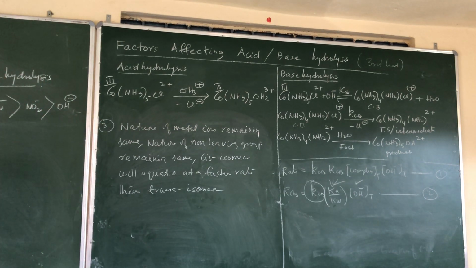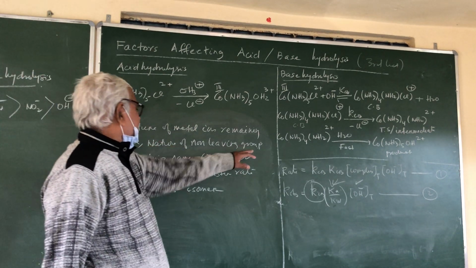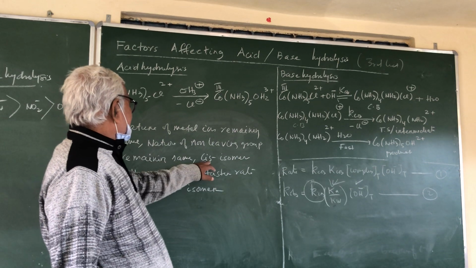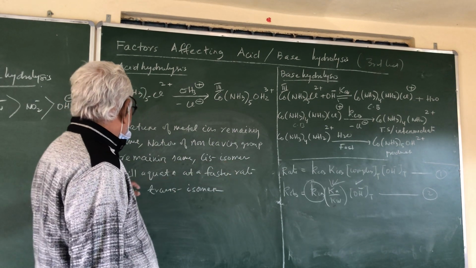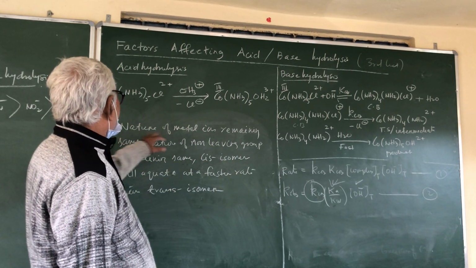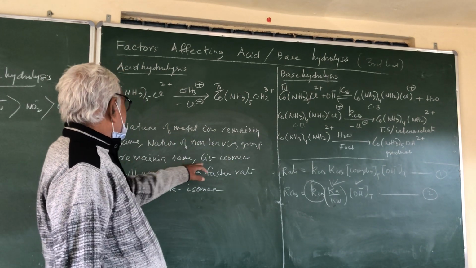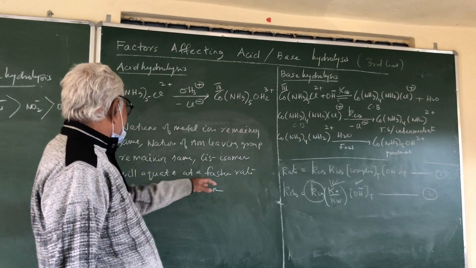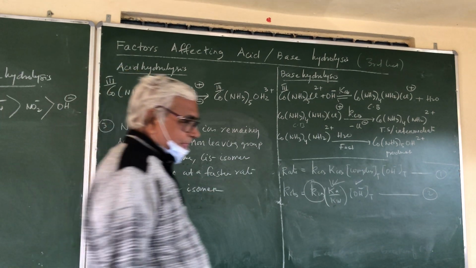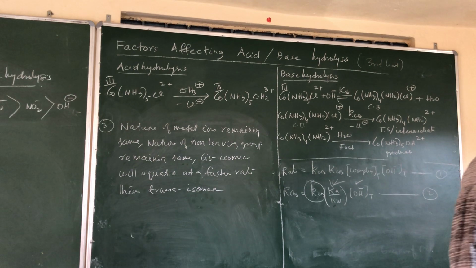Nature of metal ion remaining same. Nature of non-leaving group remaining same. The cis isomer will activate at a faster rate than the trans isomer. What is the meaning of that?